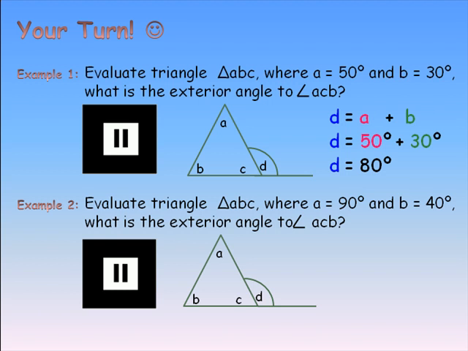What you should have done is draw a triangle. If you didn't do that in the first example, hopefully you managed to do that in the second. And again, we've got our rule, D equals A plus B. And now replacing A with 90 degrees and B with 40 degrees, we get D equals 130 degrees.